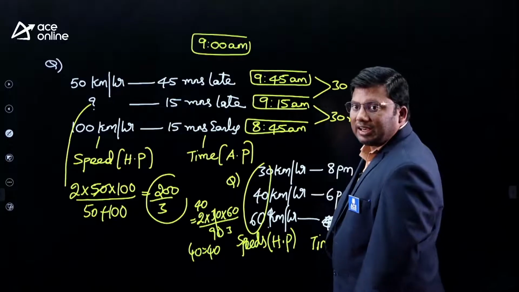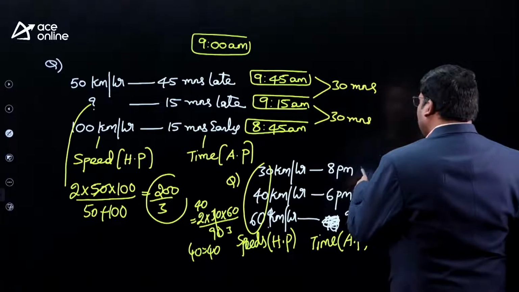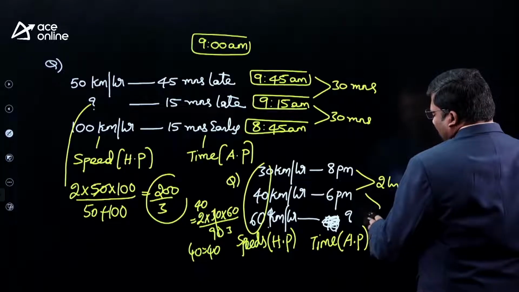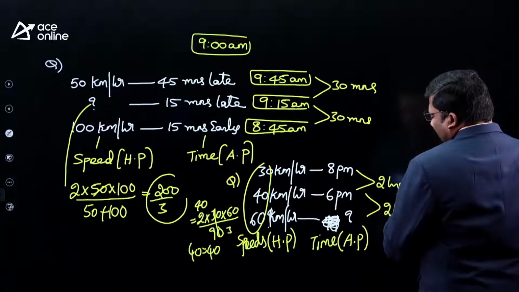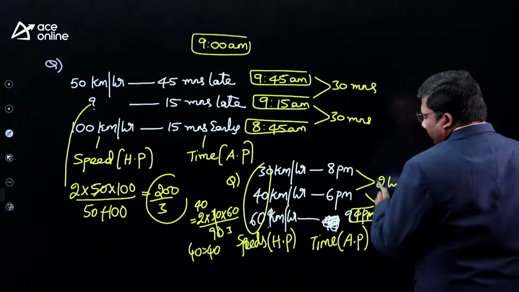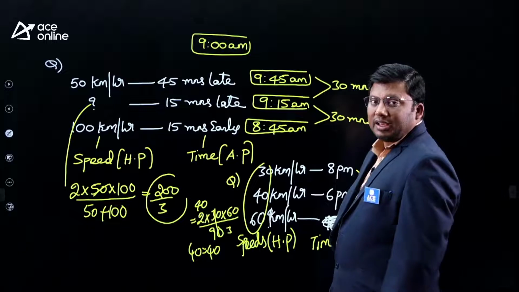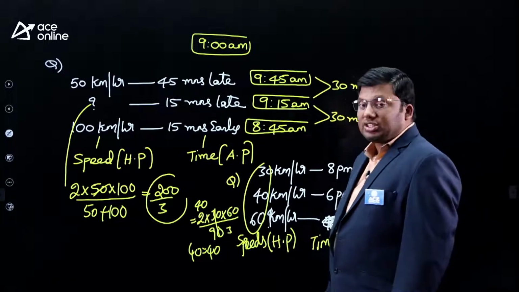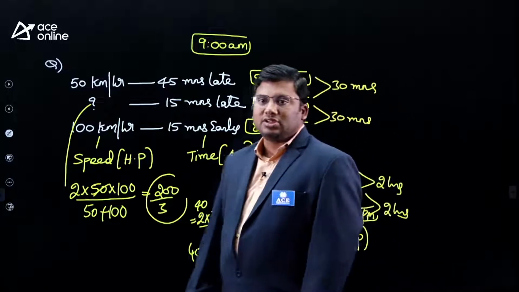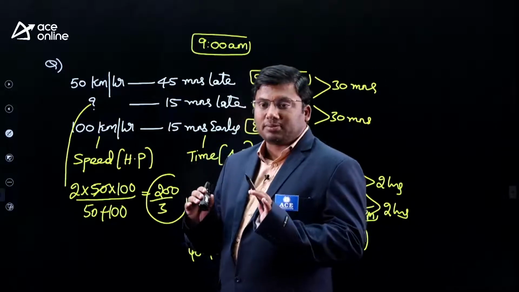Are you all with me? Time will be in arithmetic progression. 8 p.m., 6 p.m. is 2 hours. Here also it will be a 2 hour gap. 6 p.m., 2 hours gap, it will be 4 p.m. Is the idea clear? With 60 km per hour, he will reach at 4 p.m. I hope the concepts are clear.